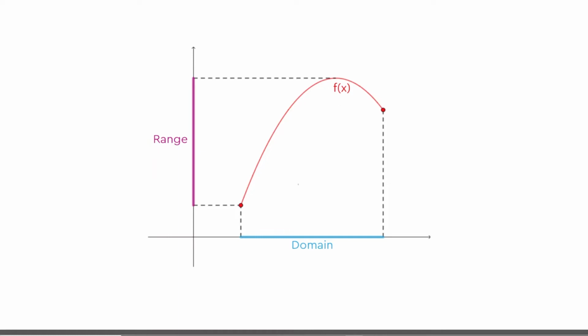Another thing I could look at with a graph is the domain and range. The domain is the defined x values. Which x values are we allowed to put into our function? And the range is the corresponding y values.